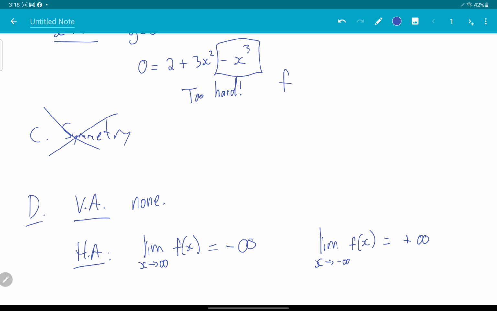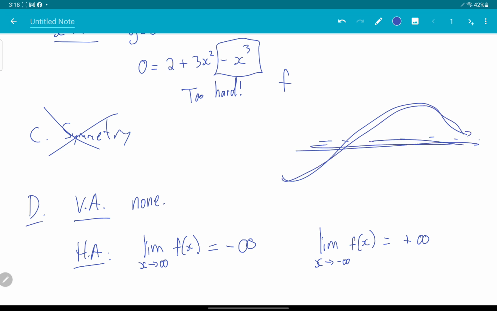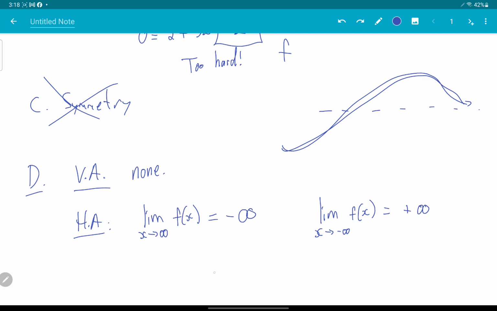Okay, so these two limits do not give real numbers. If you had a real number, that would mean that you have some horizontal line. Your function may be doing something like this, coming up and then approaching this horizontal line here. But that's not what's happening here. We don't have a horizontal line that our function is approaching. So there are no horizontal asymptotes here.